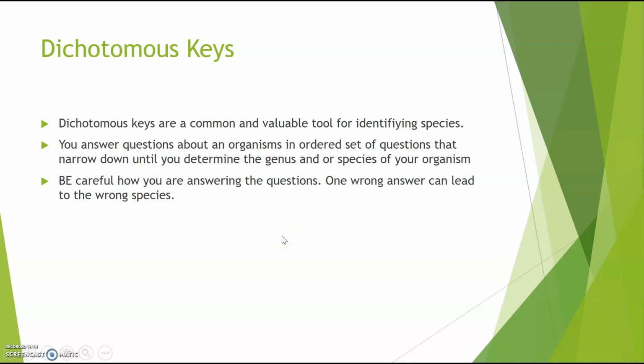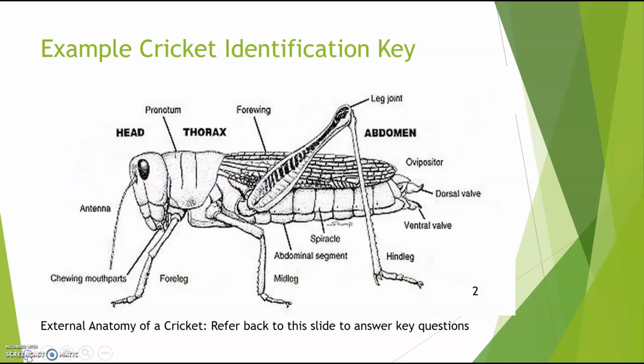So dichotomous keys are a common tool for identifying species. You answer questions about an organism in an ordered way until you narrow down which organism you're looking at. You need to be careful how you're answering the questions. One wrong answer can lead to the wrong species. We're going to be using dichotomous keys for a good portion of the semester.